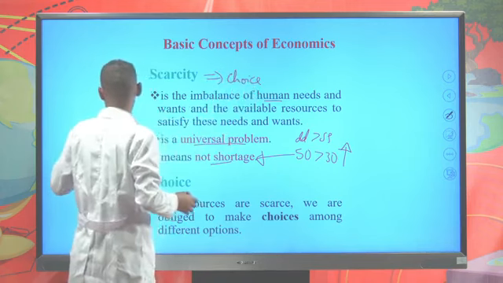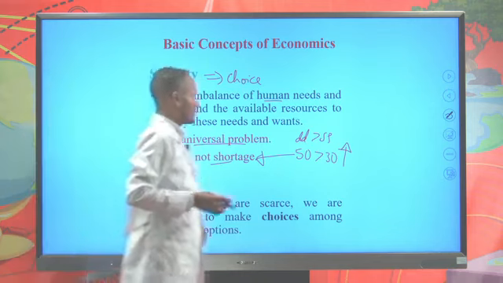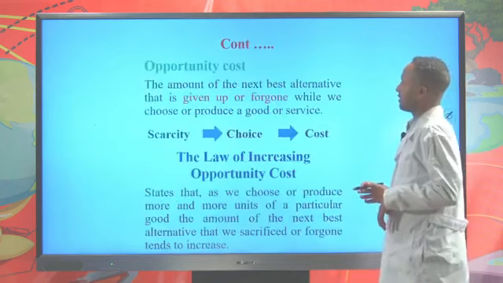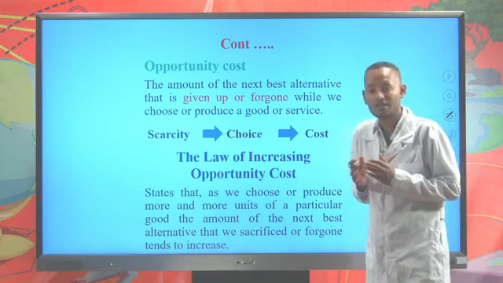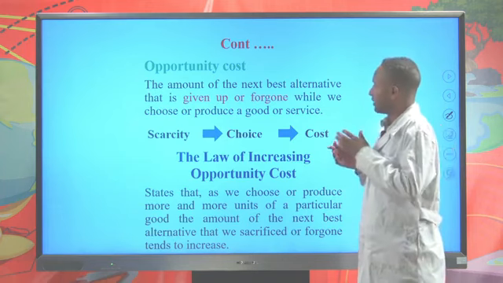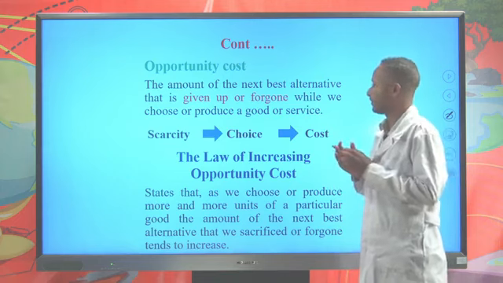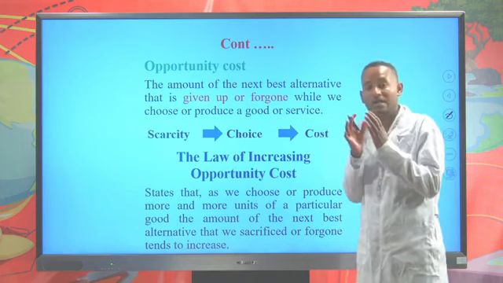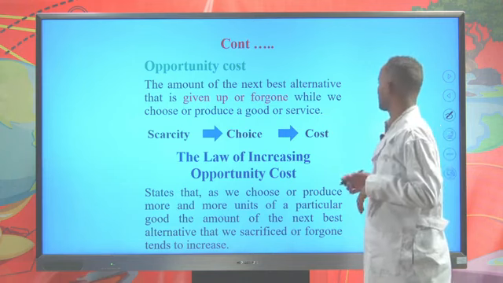And if you are obliged to make choices, you are going to incur some costs. This cost is the opportunity cost. Opportunity cost is the next best alternative that is given up or foregone while we are choosing a commodity or while we are producing a commodity. If you prefer something, you are going to lose something. The amount of a commodity that you lose or give up is called opportunity cost.